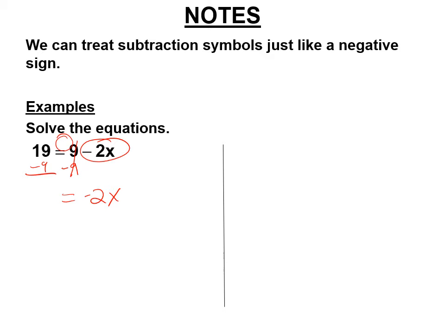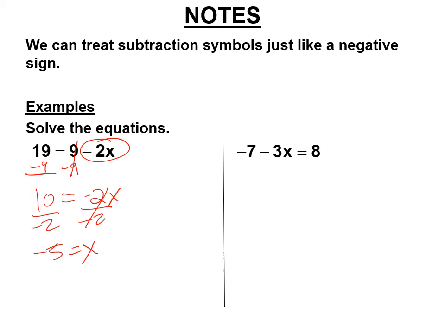Right? We were always doing what's in front of that constant. That's the constant on the same side. In front of there is a positive that we don't write. So 19 minus 9 is 10. Divide both sides by -2. 10 divided by -2 is -5 equals x.